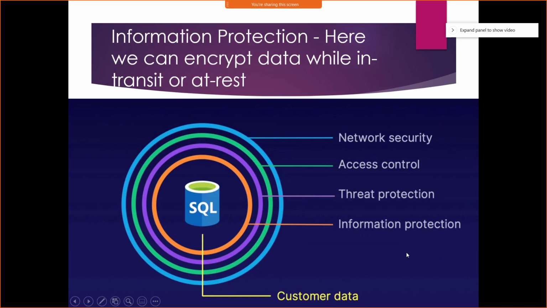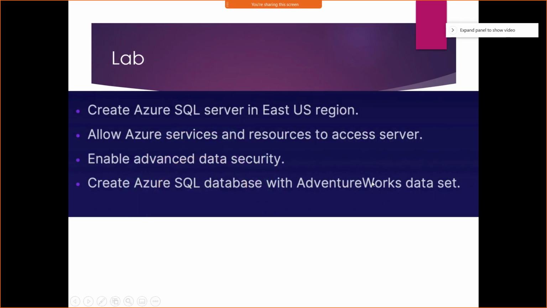Then there is information protection, and that is how do you protect information? Do you encrypt that data at rest? The data in the SQL is obviously at rest, so that is not moving. So do you encrypt that data, and how good is the encryption there? That would be information protection. So there are 4 ways you can go: network security, access control, threat protection, and information protection for SQL Server. That's how you try to configure it.